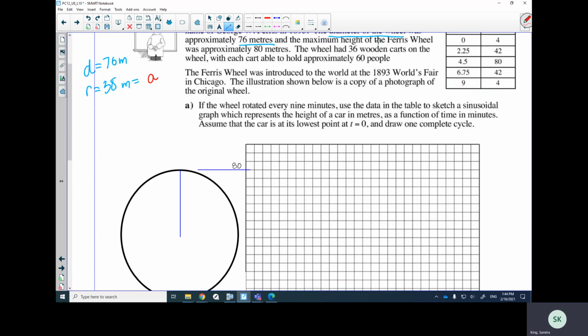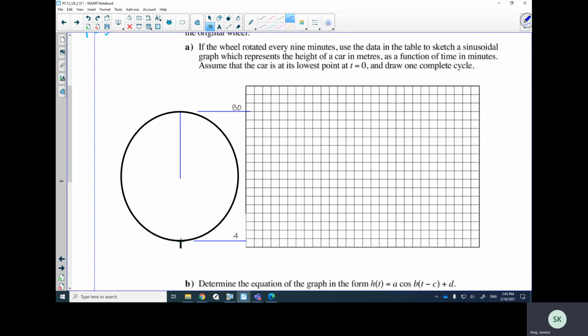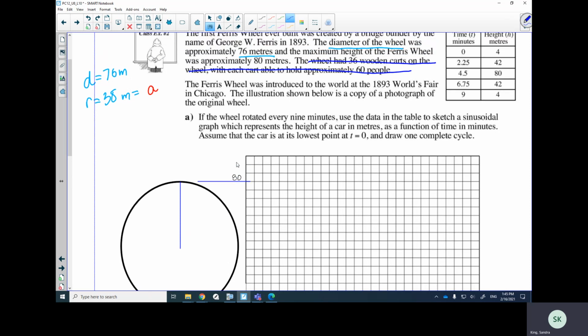Okay, this whole thing, this is irrelevant. How many carts are on a Ferris wheel does not matter. How many people can go into each cart, none of that matters, right? You just get on your Ferris wheel. Your little cart starts 4 meters above the ground. When you're at your highest point, you're 80 meters. So this is a huge Ferris wheel, right? Okay, this is important.